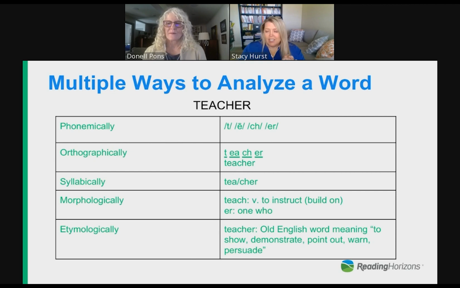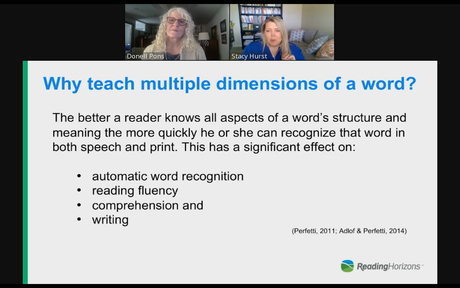Why is that important? You'll see some research from Perfetti and Adolph, and this is just kind of a synopsis of that research. But the better a reader knows all aspects of a word's structure and meaning, the more quickly he or she can recognize that word in both speech and print. That in and of itself is a reason to analyze words on each of those levels, right? For students, just to make them really rich and robust.